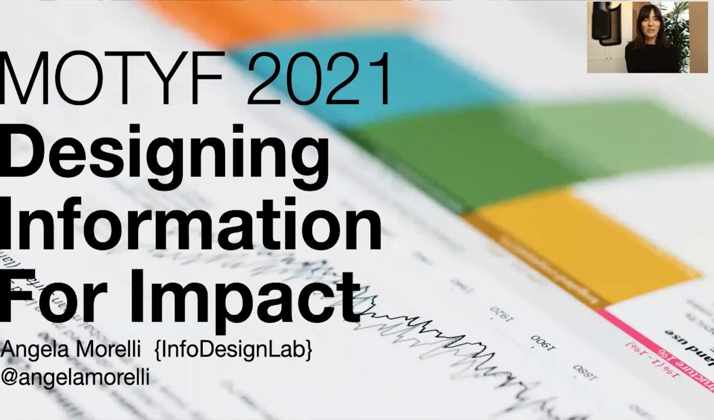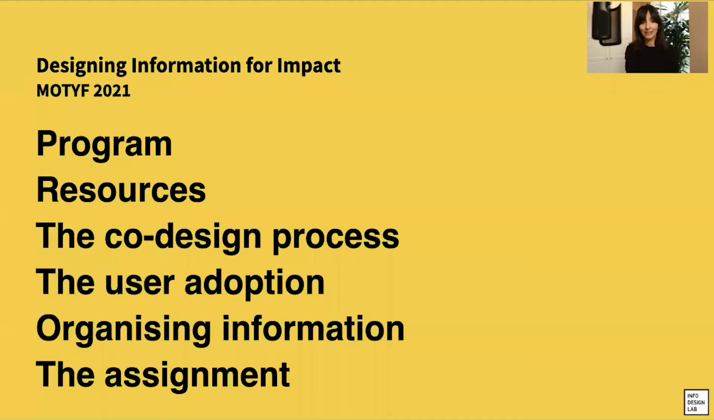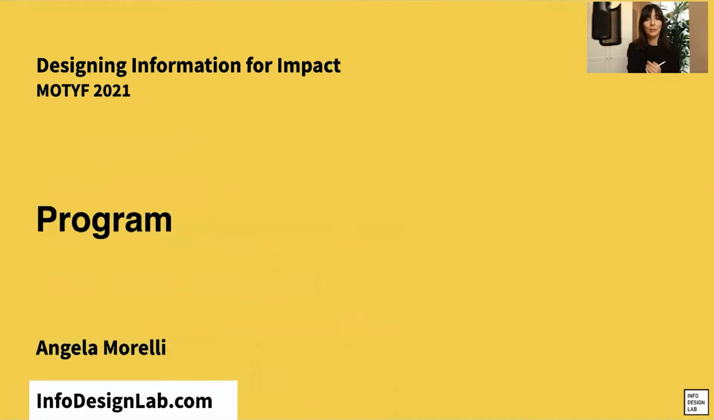Okay, so here we are. This is the real beginning of this workshop and course in designing information for impact. After the introduction, we will now focus on several things. We will talk about the program, the resources, which is a PDF that we will share with you, the co-design process, the user adoption, organizing information, and then at the end, we will talk about the assignment.